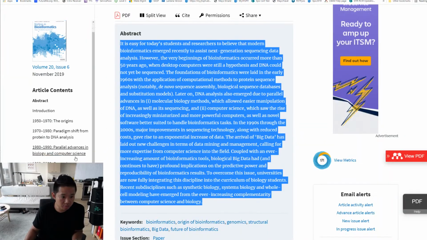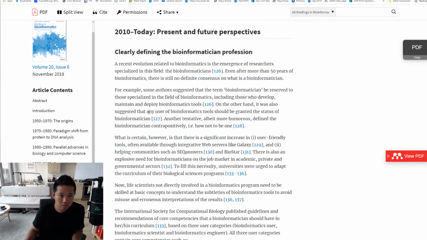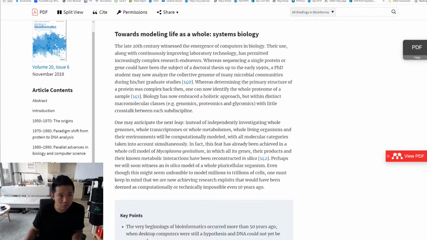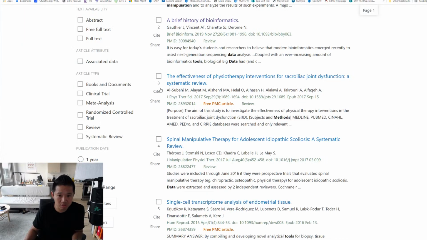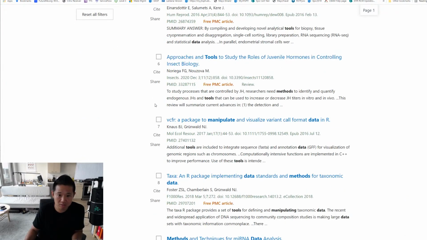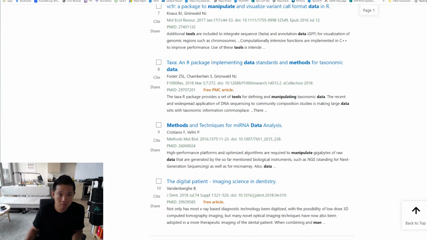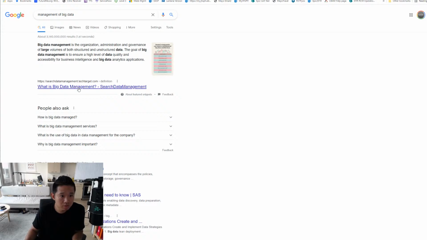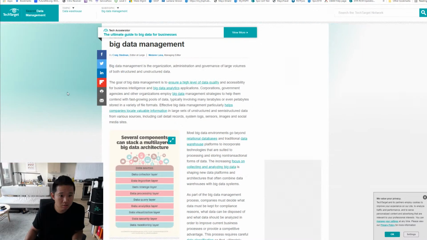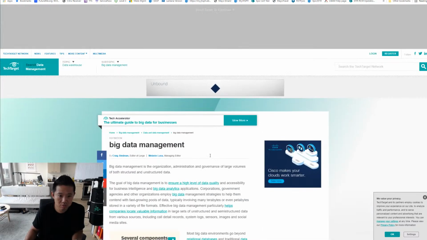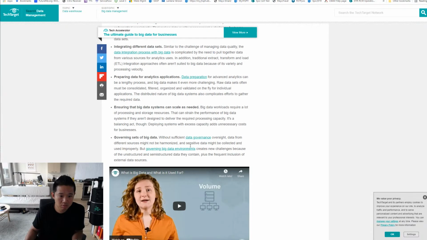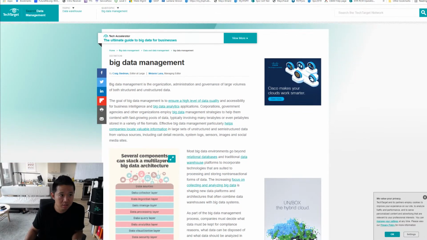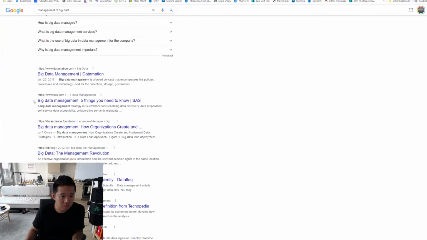I think they talked a little bit about big data. You know, maybe this is too much. Let me actually go back. This is a little too detailed. Something more broad for the management of data. Just Google. This looks very promising, but this website is sketchy. Let's see if there are any better ones.